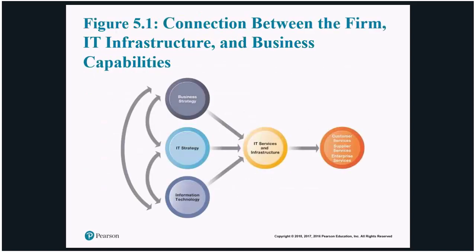So as we can see from the slide, there's a connection between the firm, infrastructure, and capabilities. So let me make my screen a little bigger. We see information technology strategy and business strategy on the left of the slide, how they're all bidirectional and they interact with each other. What's providing inputs and outputs are our services and infrastructure. We really can't have an organization that's digital or IT friendly without having an infrastructure.